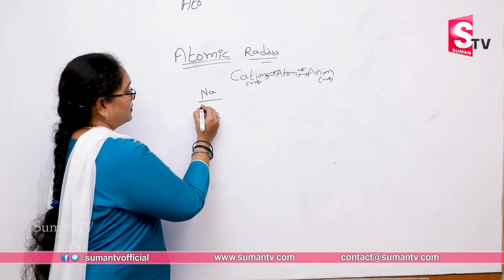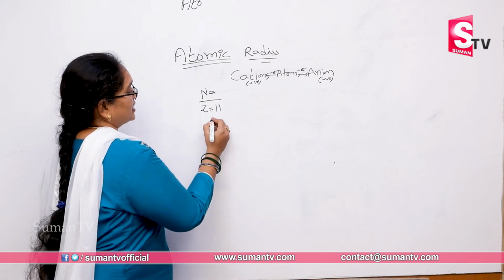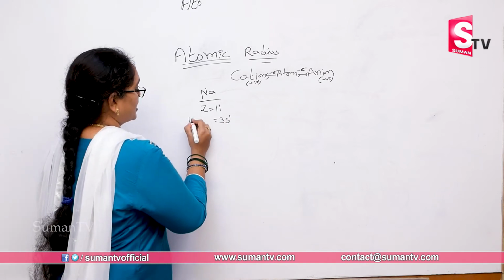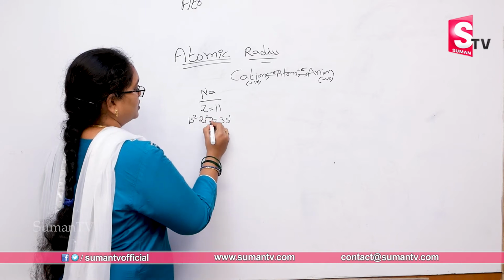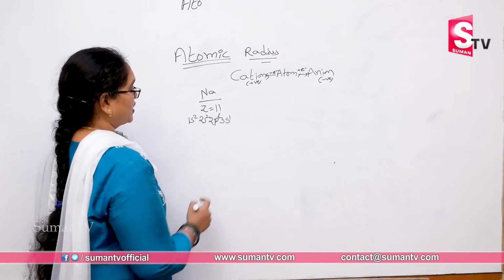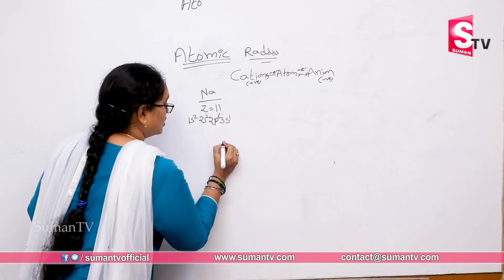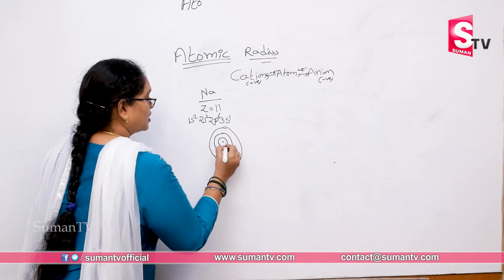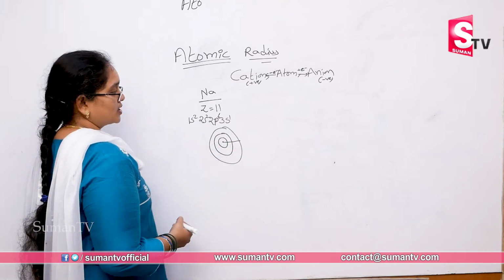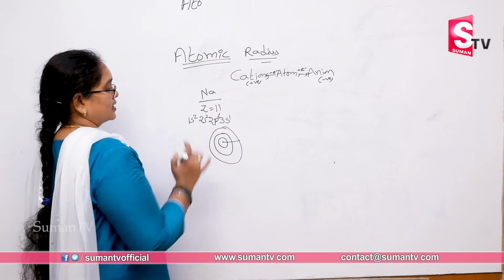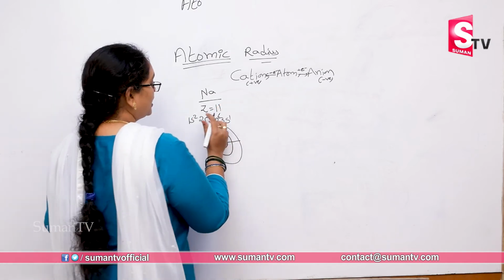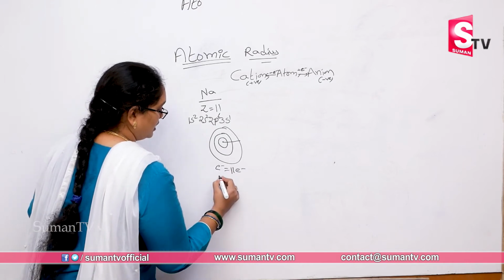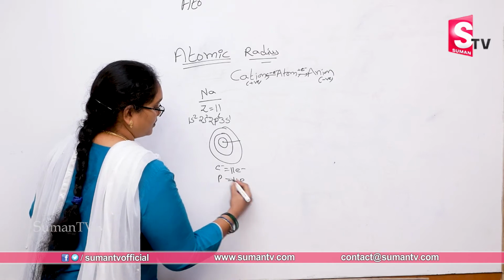When we take the sodium metal, we know its atomic number is 11. Its electronic configuration is 3s1. If you write the full configuration, it is 1s2, 2s2, 2p6, 3s1. So the distance from the nucleus to the third shell we call the atomic radius in the case of sodium. It has atomic number 11, which means it has 11 electrons and 11 protons.